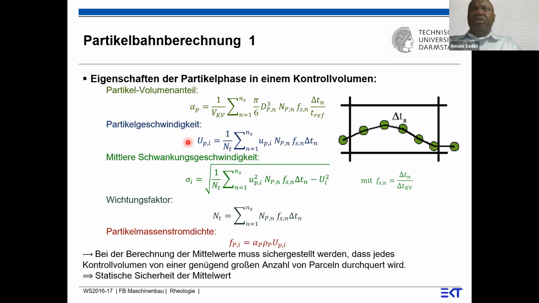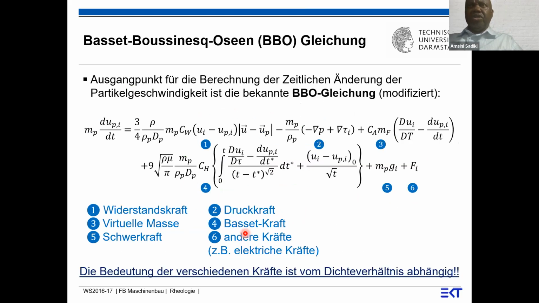And the velocity also will be calculated in the same way, and the variance will be obtained in the same way. So we have the weight. It is given by this number of real particles in our control volume. We have this factor here. We multiply by this, and the particle mass flow will be obtained by getting this quantity multiplied by the density of the particle multiplied by this quantity. Now that is the way we get the different quantities in our simulations.